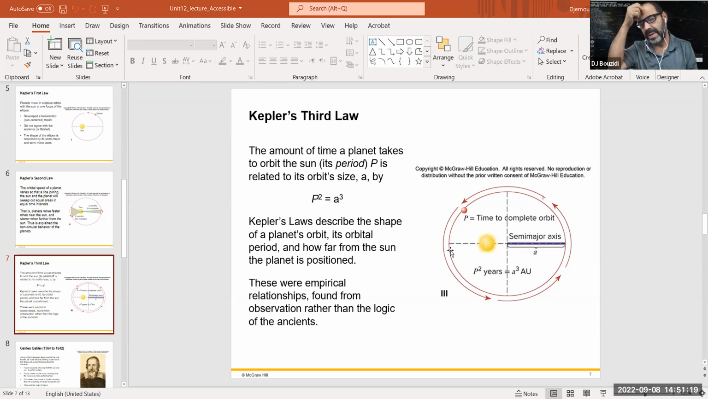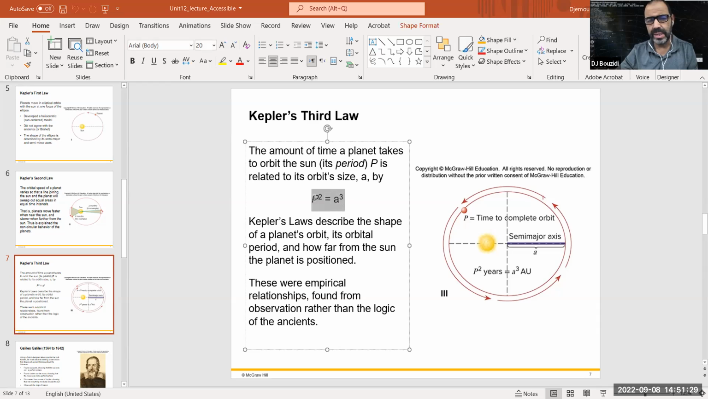For the case of the Earth, it's 150 million kilometers, or 1 astronomical unit. But with this formula you have to be very, very careful. This formula works only when P is in years and A is in astronomical units. If P is in seconds and A is in kilometers or meters, then you need a number in here to fix the units. You need a constant to fix the units. So this is basically the third law of Kepler.